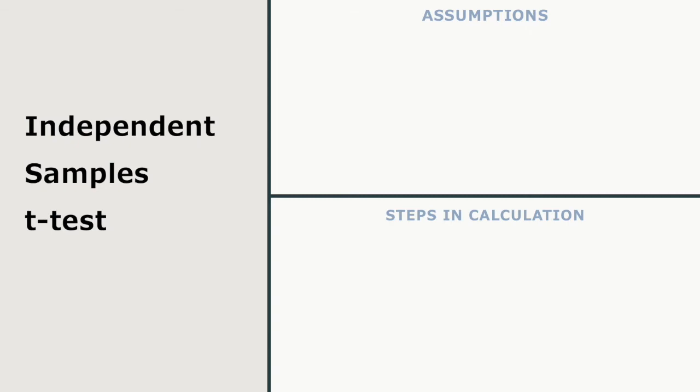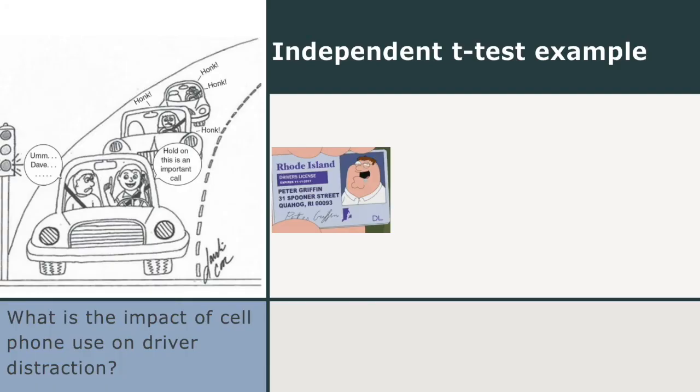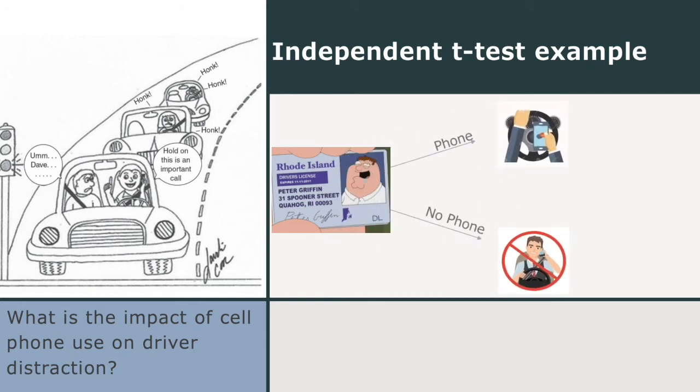So, what about this? You recognize the artwork from your text. They have a very specific style, don't they? But the question is, what is the impact of cell phone use on driver distraction? So what we do is we take a group of Rhode Island drivers and we randomly assign them to 2 conditions. One condition, they have a phone that is visible while they're driving. And the second, they do not. So again, one group has a phone, one group does not have a phone.